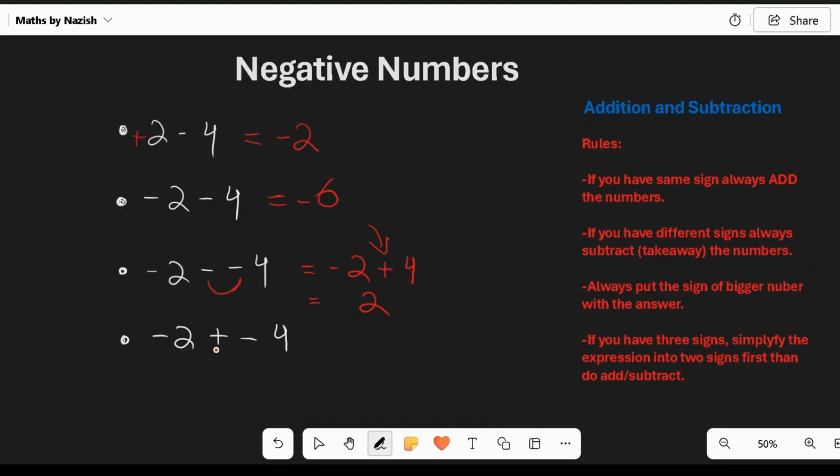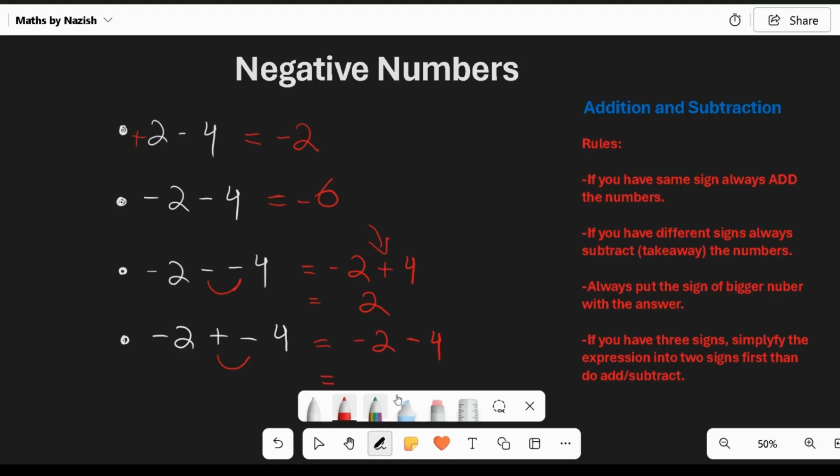Again, you have 3 signs. So I told you if you have 3 signs, it's better to convert it into 2 signs first. Okay, so here in this case it's negative 2, and it's positive and negative, and positive and negative means you have different signs, and this means subtraction. But again, I'm dealing with the signs, so subtraction contains a negative sign, so I can just write negative 2 and negative 4. And now with negative 2 and negative 4, both the signs are the same. I'm going to add my numbers. Both the signs are the same, I'm going to add them and always put the sign of the bigger number with the answer.